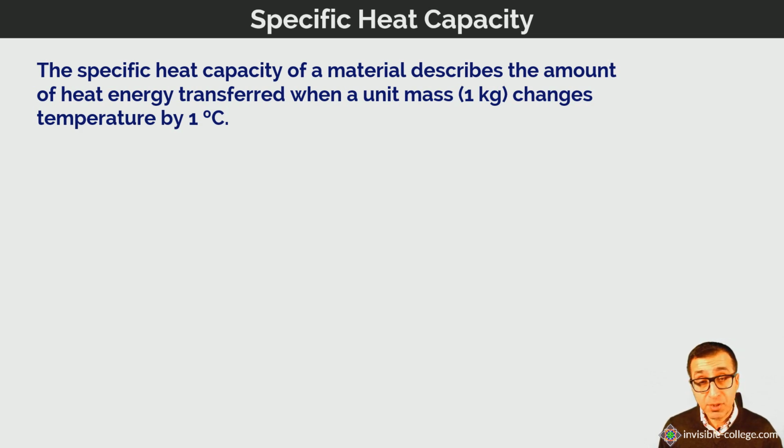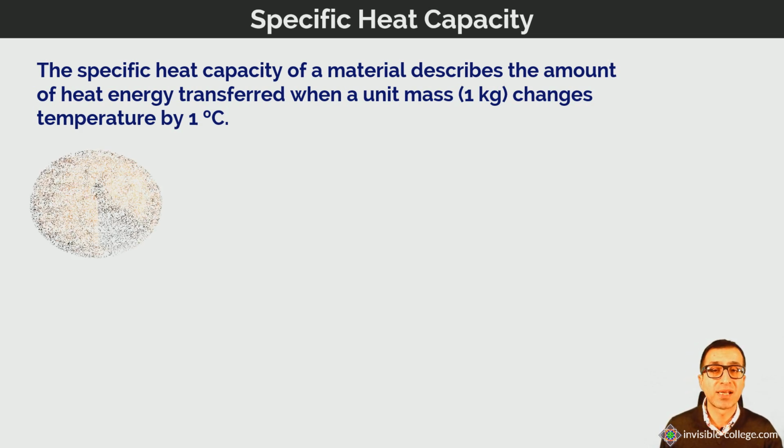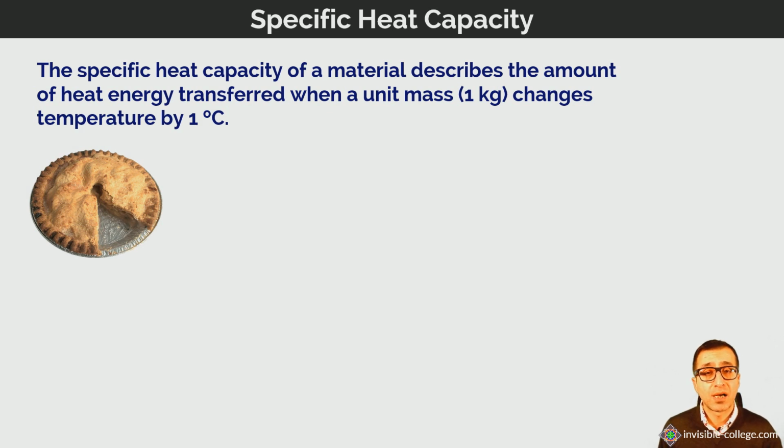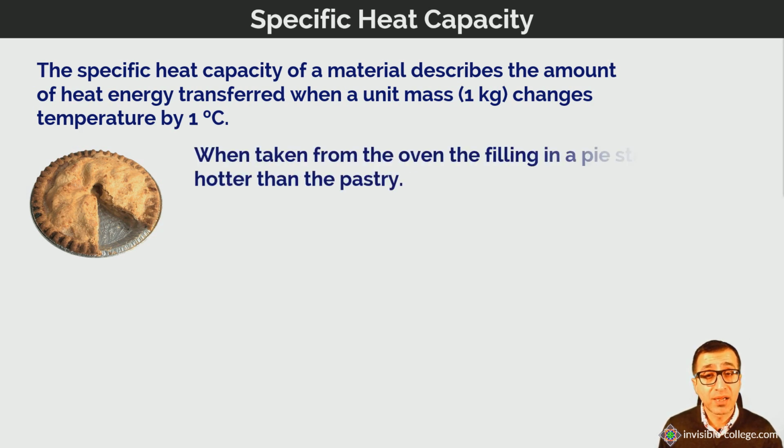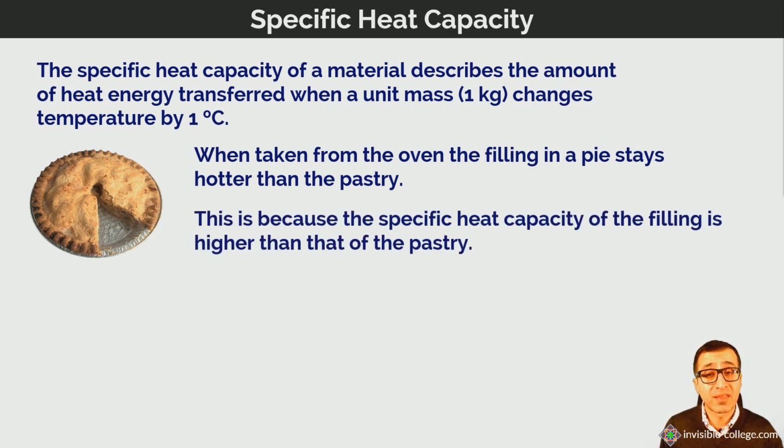So let's demonstrate this by means of a very simple analogy here. Let's imagine we take a pastry from the oven. So we've just been baking this pastry in an oven. When we do this, the filling inside the pie will stay hotter than the pastry which surrounds that filling. Now the reason for this is because the specific heat capacity of the filling is higher than that of the pastry.